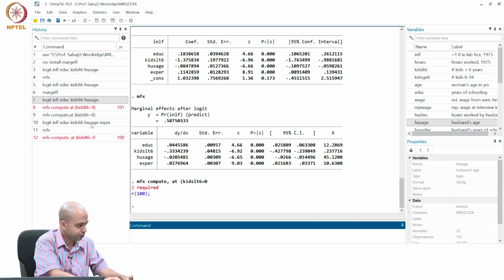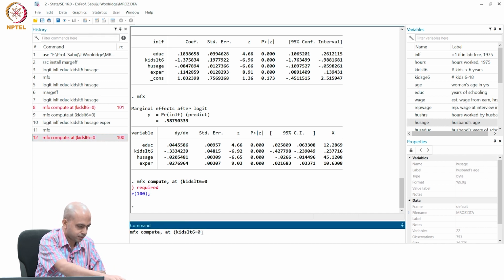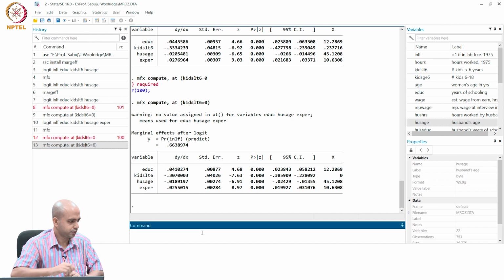mfx compute, you have to end the bracket and then enter. Yeah.